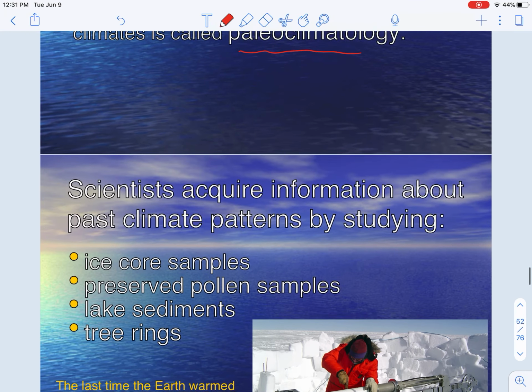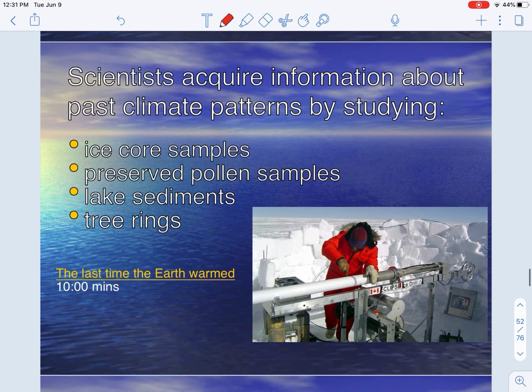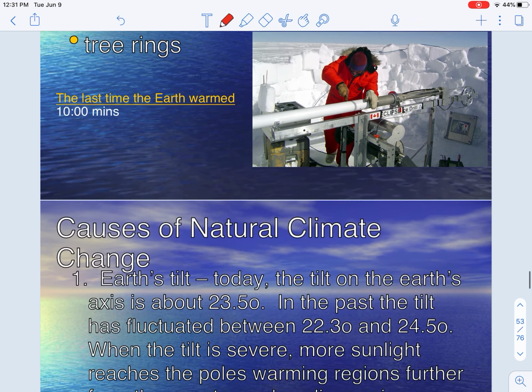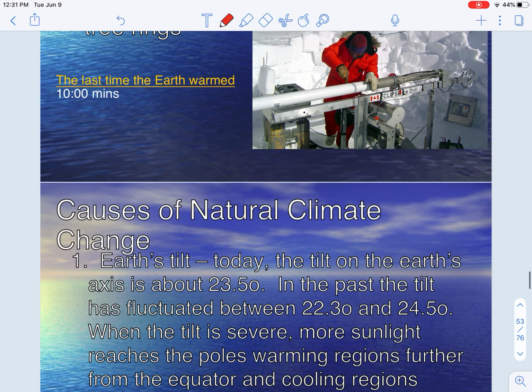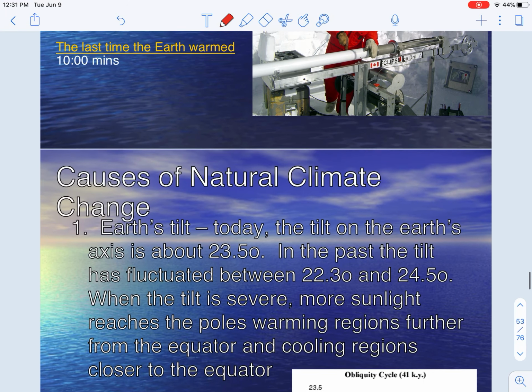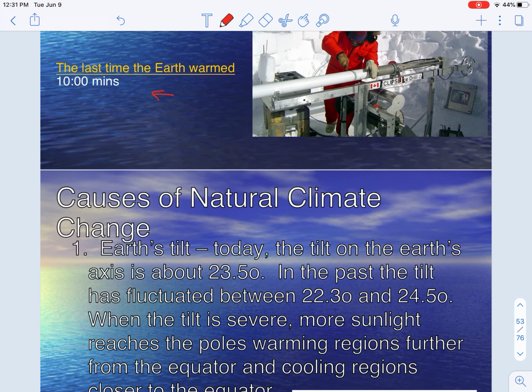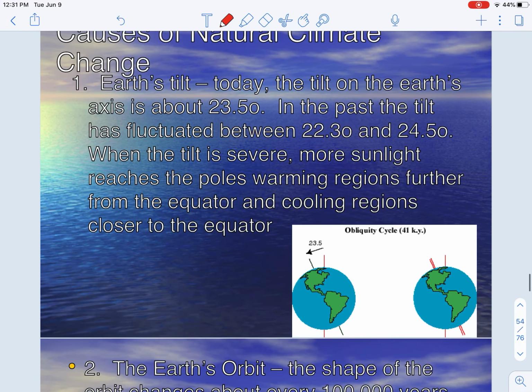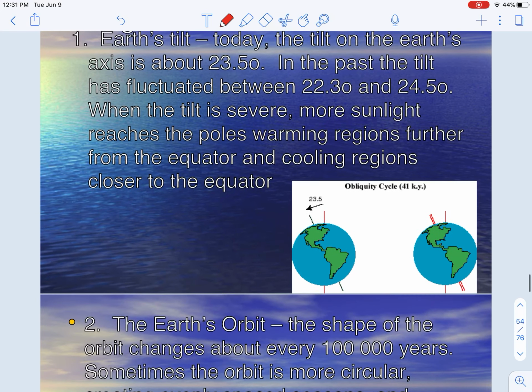So biomes change over time, as the fossil record shows, and studying that would be paleoclimatology. And so we can look at things like ice core samples, pollen samples, sediments, tree rings to see the changes that the biomes have had over time. A little video here if you're interested to watch on that.